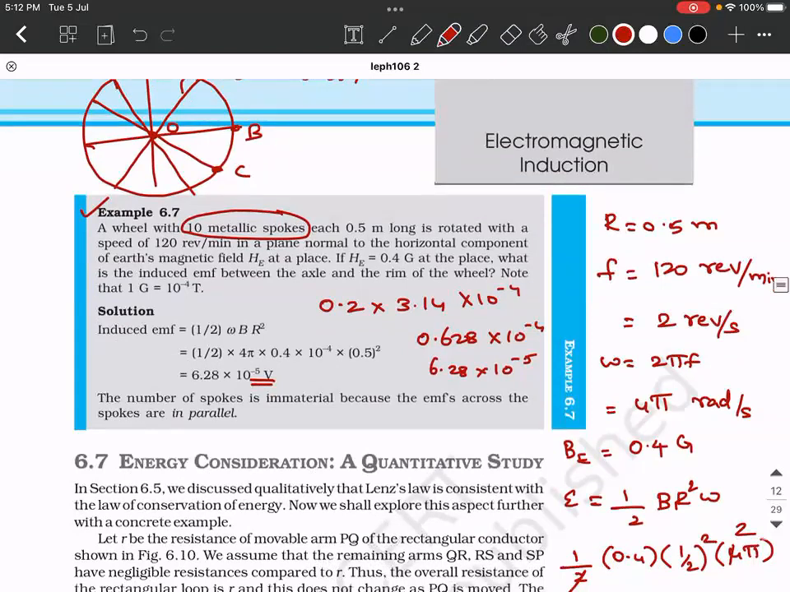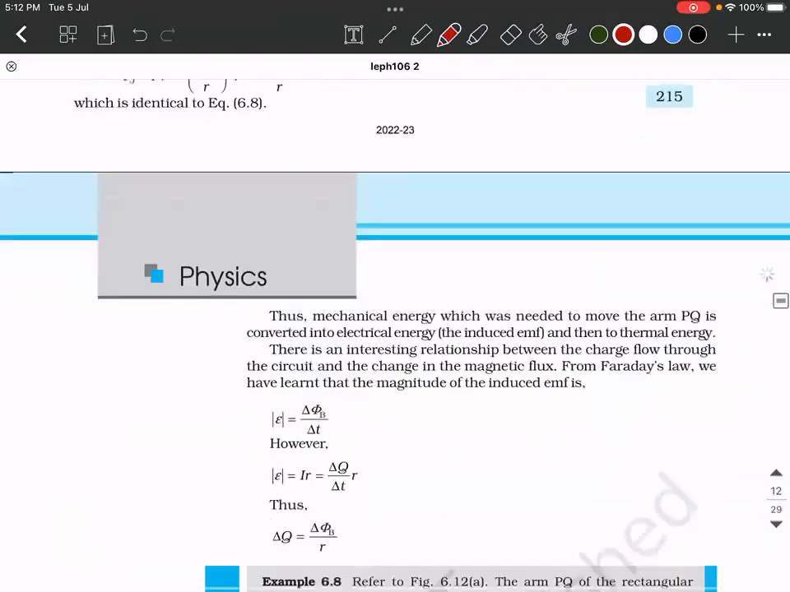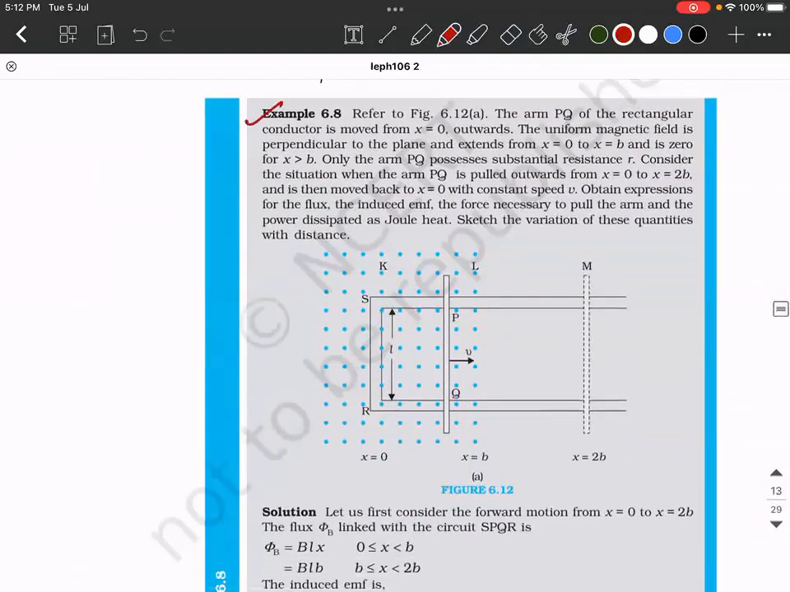So is this clear? This is how you solve. You can use half B omega R square as a formula itself. Clear? Now having this in mind, we need to solve problem 6.8. If you see again, it is a problem based on motional EMF. So read the question carefully and then start doing it. This is very, very, very important.